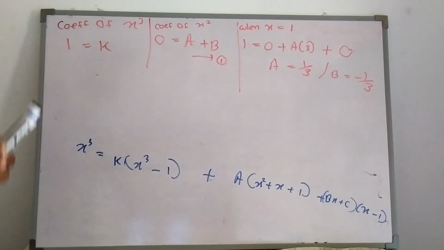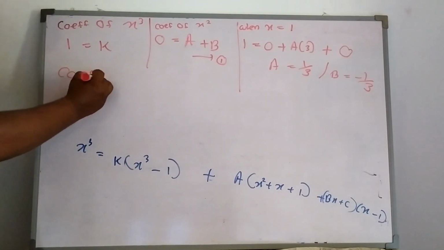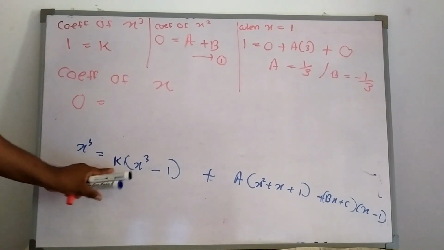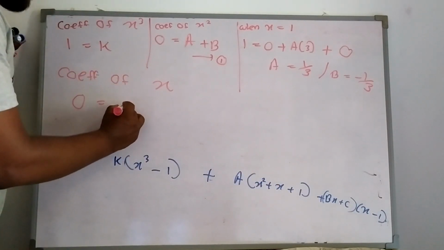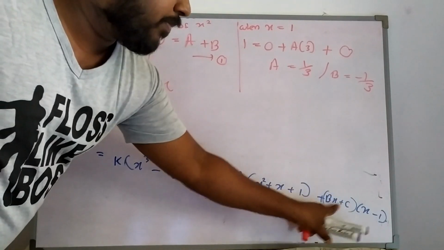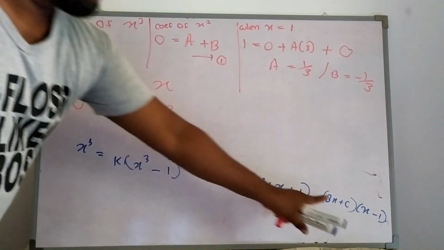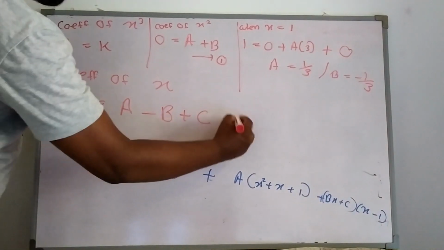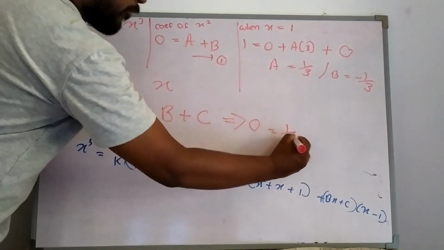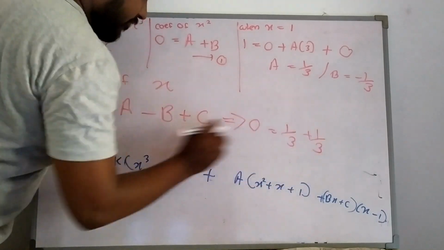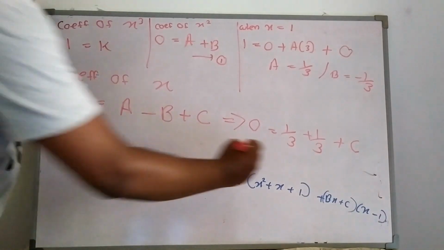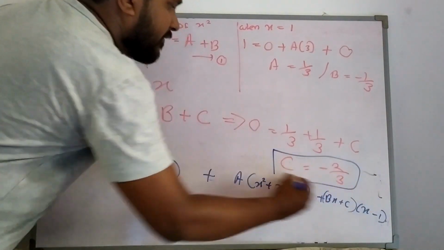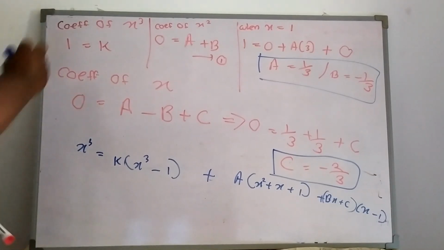Right. To find c, I'm considering the coefficient of x. Here it's 0. Here it's only a. Here it's bx into minus 1, minus b. And (bx plus c) into x gives plus c. So zero equals a, which is 1 over 3, minus b, which is plus 1 over 3, plus c. Then c will be minus 2 by 3. So these are the unknown constants that we have: c, a, b, and k.